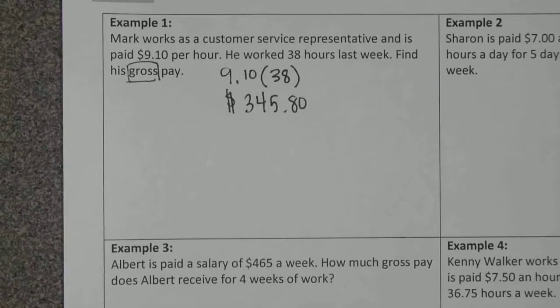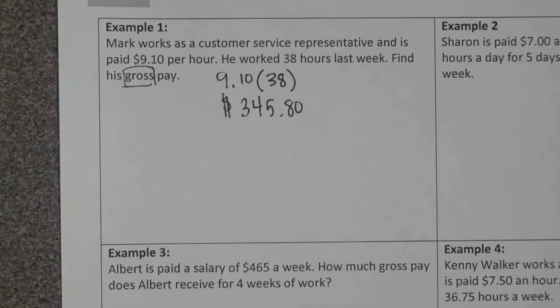$345.80. Good. So you guys, today, like I said, this is supposed to be simple. It's really just figuring out hourly pay. If you've ever had a job before, you already know how to do that because we're really just taking the hourly pay times the number of hours. That will give us our gross pay.